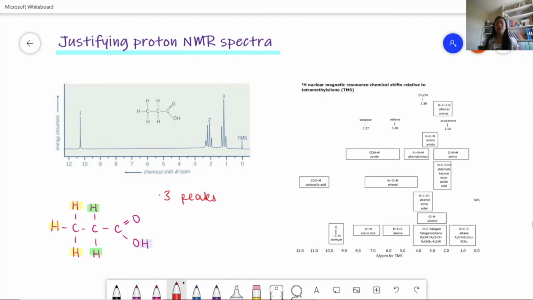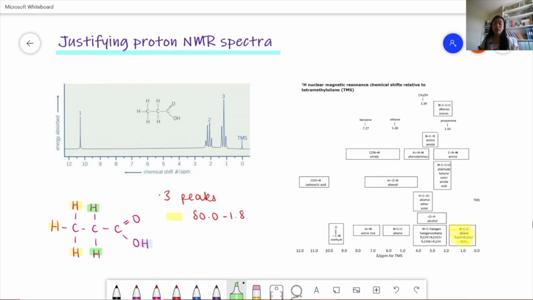So now we're going to use our data booklet to work out where all these peaks should be. So first looking at the yellow hydrogens. So these yellow hydrogens are attached to a carbon, which is attached to another carbon. And so this is like an alkane. So we look at this box here. And so the chemical shift value will be between 0 and about 1.8. So we have 0 to 1.8 ppm.